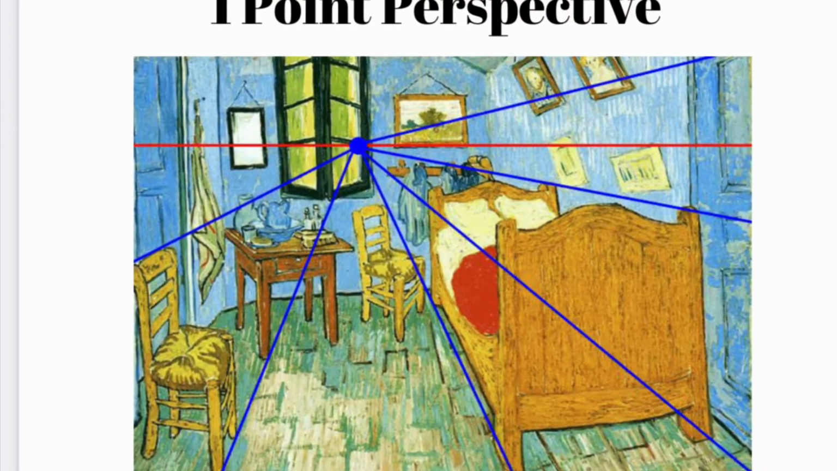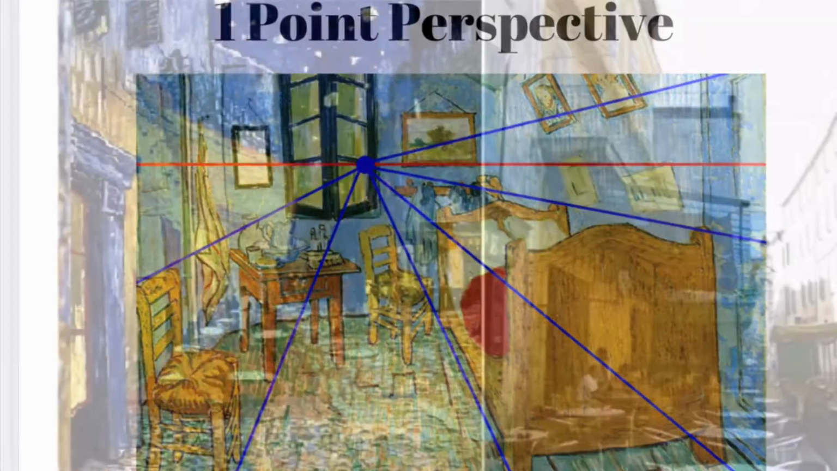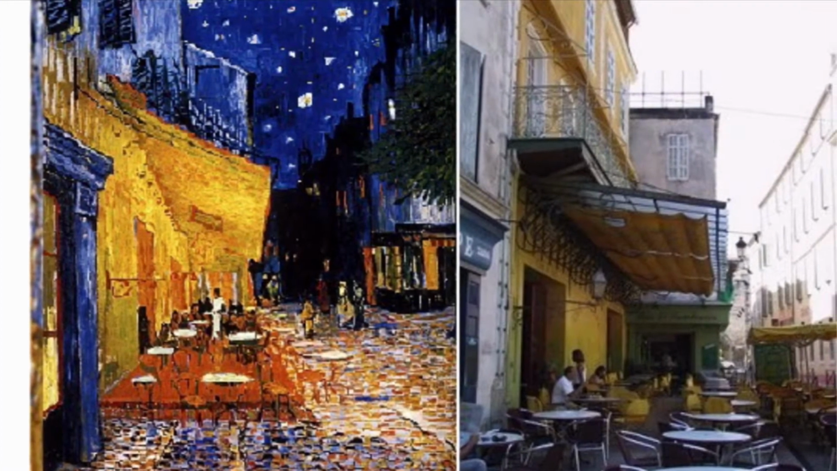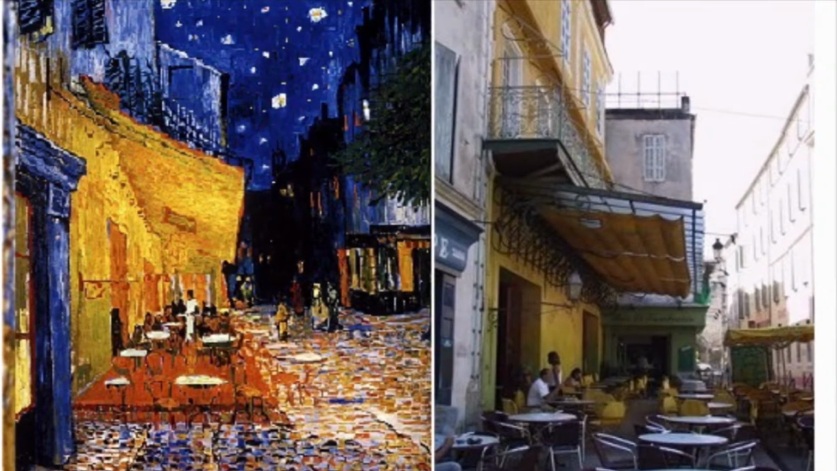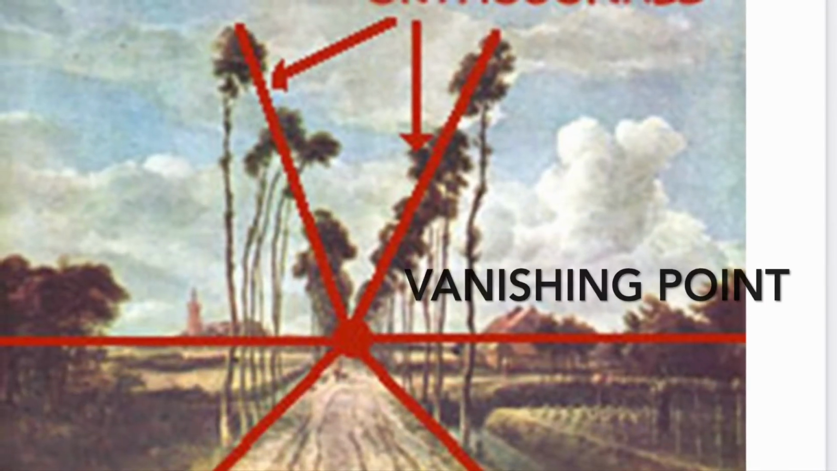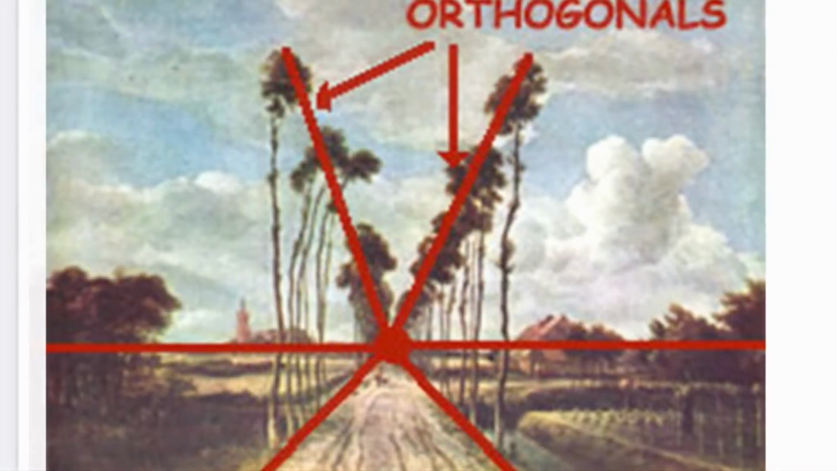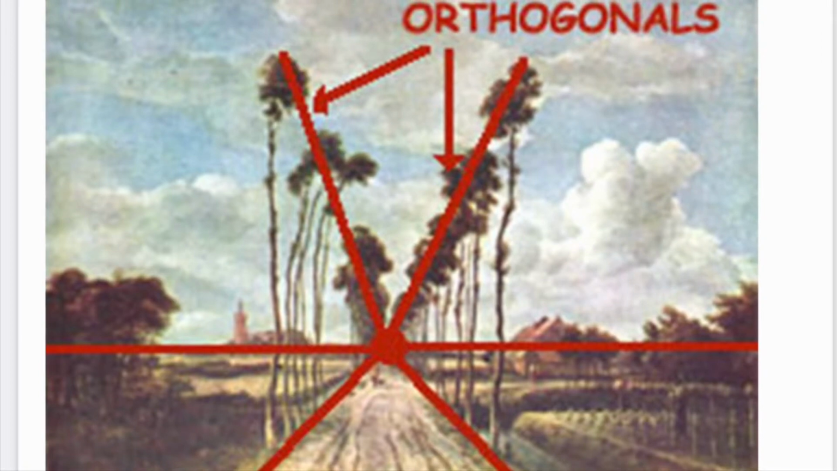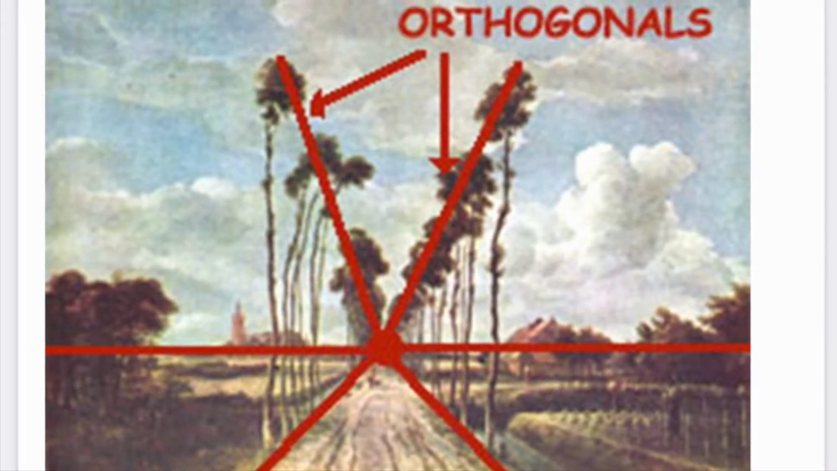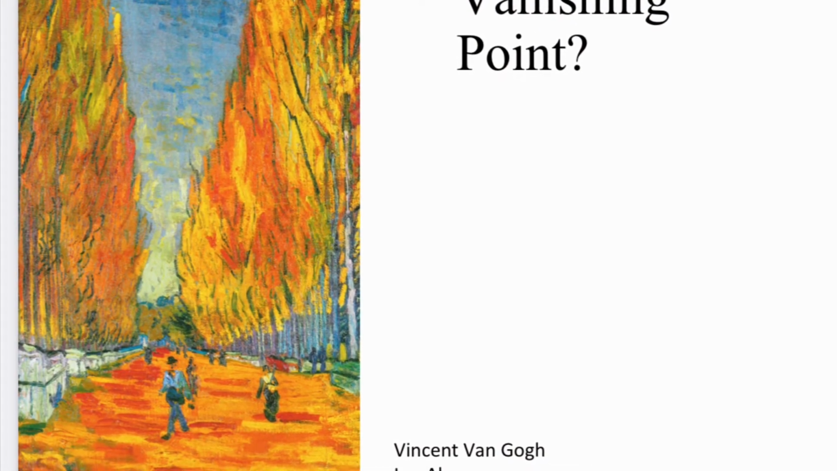We're going to explore one-point perspective, and that creates the illusion that you can walk into an artwork. Artists use this because when they look at something in real life, they want to translate it onto a piece of paper. To start with, they create a horizon line and a vanishing point. Lastly, all of the lines in the picture head to the vanishing point, and those lines are called an orthogonal line. Do you see the vanishing point in this painting by Vincent van Gogh?